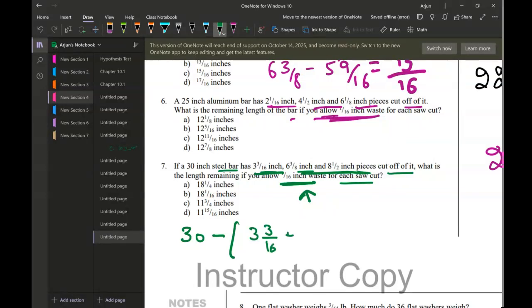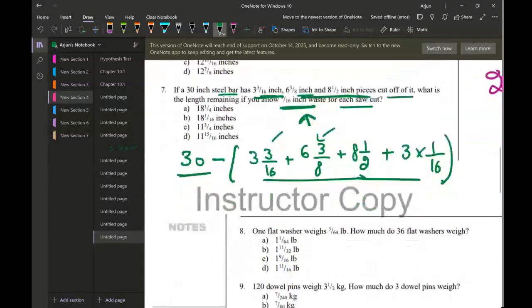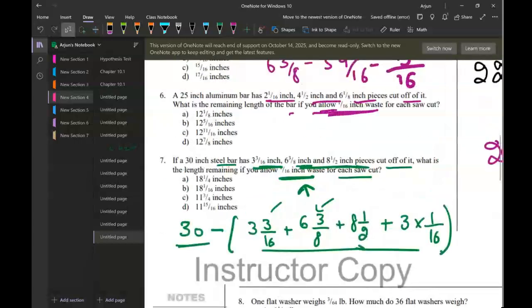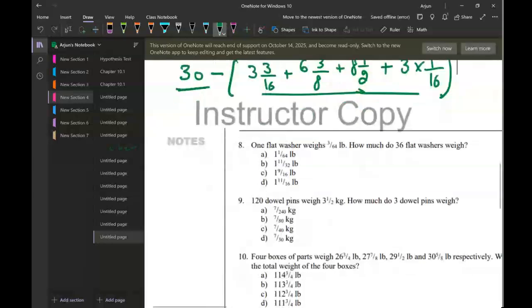3 over 16 plus 6 and 3 over 8 plus 8 and 1 over 2, and you will add these three numbers, and also you will add to this 3 times, because there are 3 cuts, 3 times 1 over 16. That's what you're going to add. Okay, and subtract it from the 30 inch. Make sure the dimensions are the same. So this is in inches, and these all should be in inches also while solving the question.